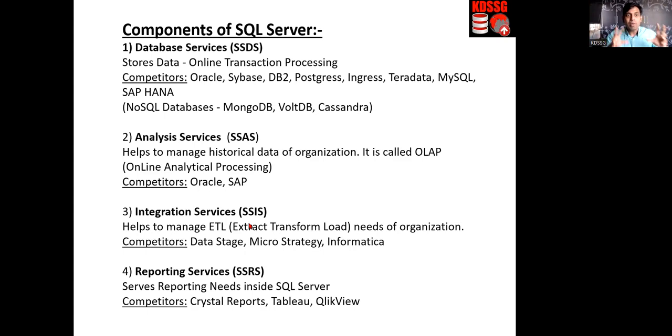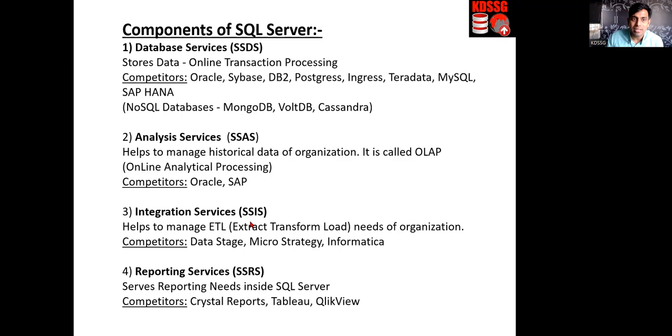SSIS means SQL Server Integration Services, which helps integrate the data, extract it, put it together, transform it, make some changes, and keep the data ready. So it's called an ETL tool: Extract, Transform, Load. SSIS will help in extracting data from different places and keeping it in one place. And the last one is reporting services. Business can make some nice reports if they want.